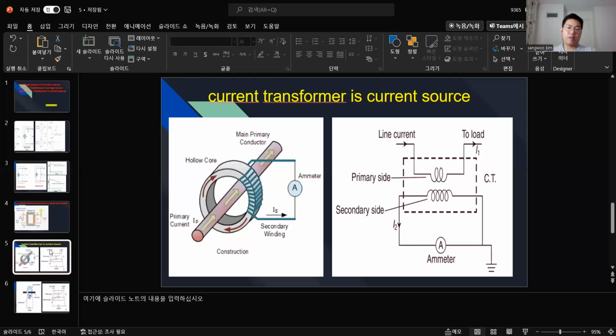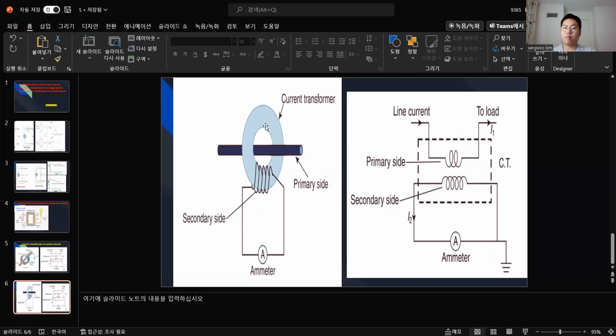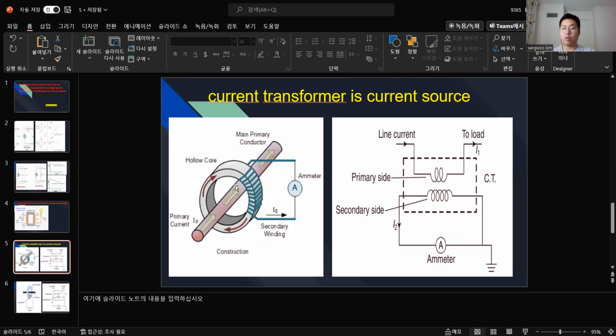So now it's a current transformer. We say CT is a current source. You guys may be kind of confused about this picture, right? That's why I made it so you guys can understand easily. Or this is also the same. This is a CT. So the primary side is, as you can see, 1 turn or 2 turns, a little bit of turns. And instead, the secondary part has many turns here. So you can see here 1 turn or 2 turns, and here many turns.